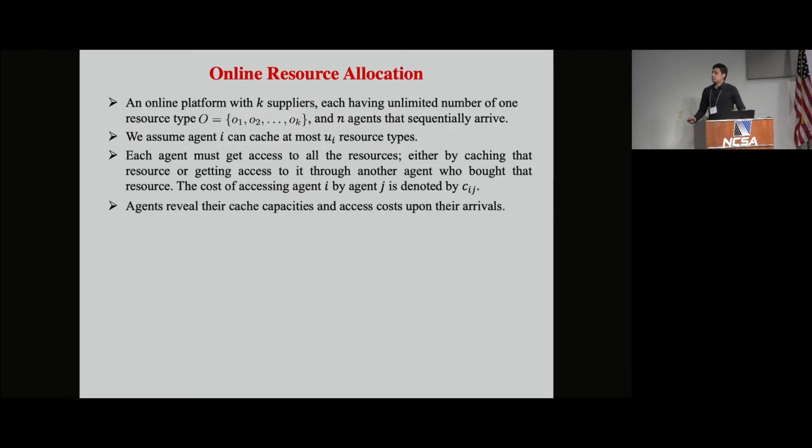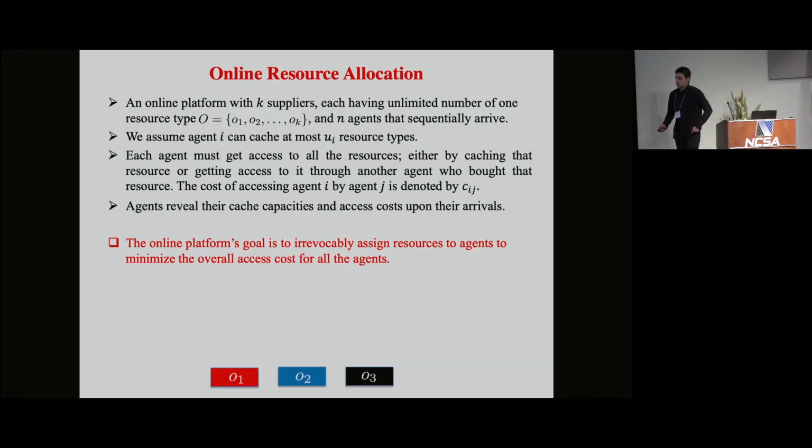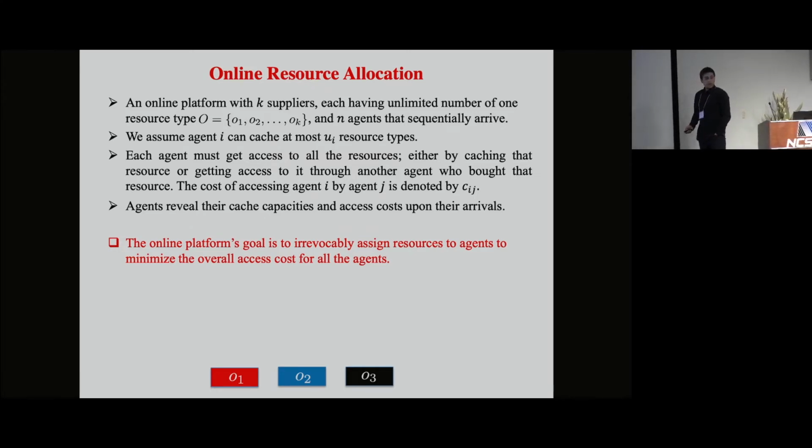So as I said, agents are going to come to the platform sequentially over time. The goal of the online platform is to irrevocably decide how to fill the cache of the new agent which is arriving to the system. Okay, so here is one simple example. Suppose we have three resource types: red, blue, and black.